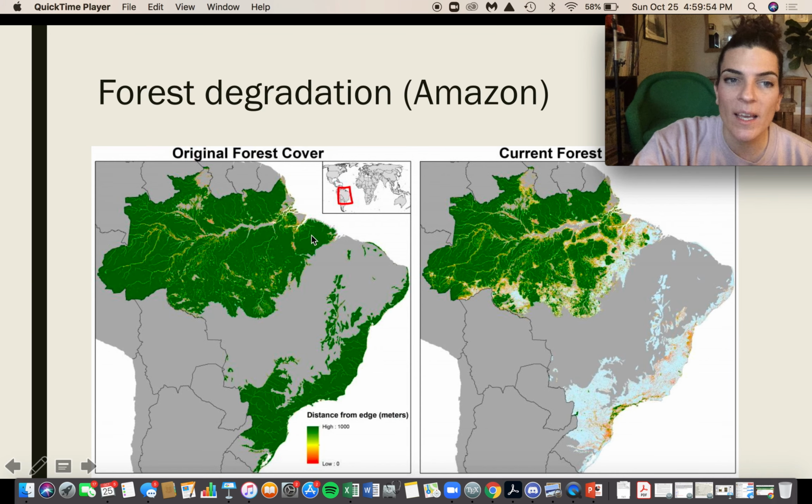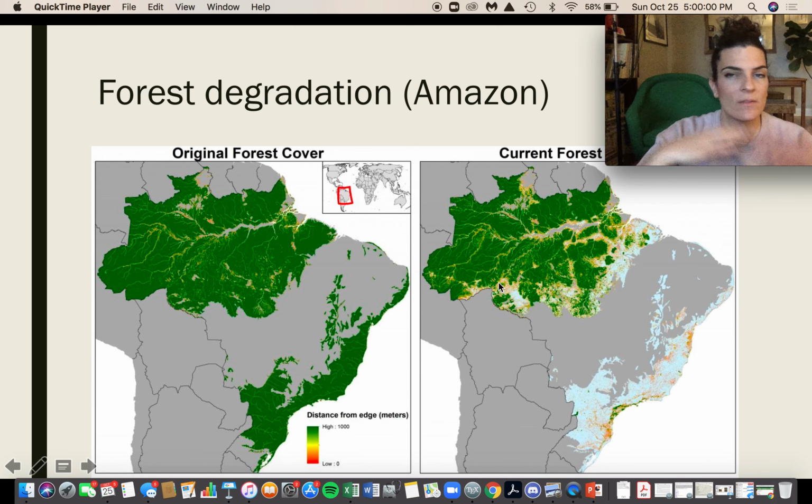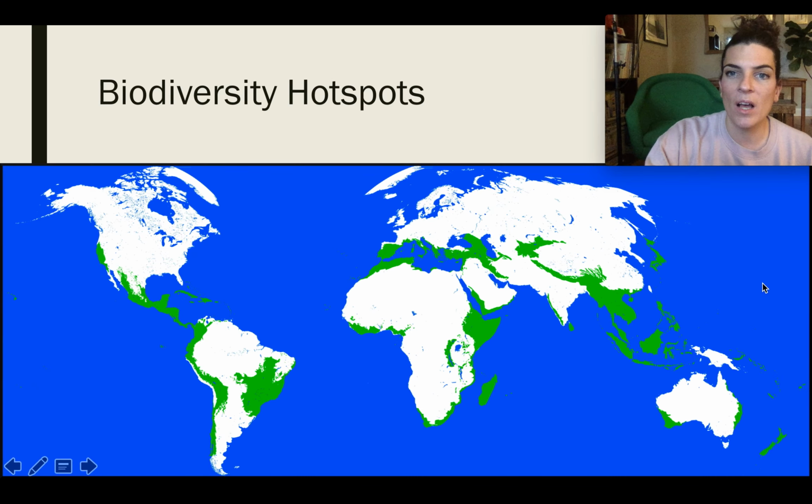But focusing on the Amazon, you can see the Amazon here largely intact 150 years ago or so, and now just really starting to thin out and decimate because of human deforestation efforts from the west and the south coming in, sort of encroaching on the Amazon.